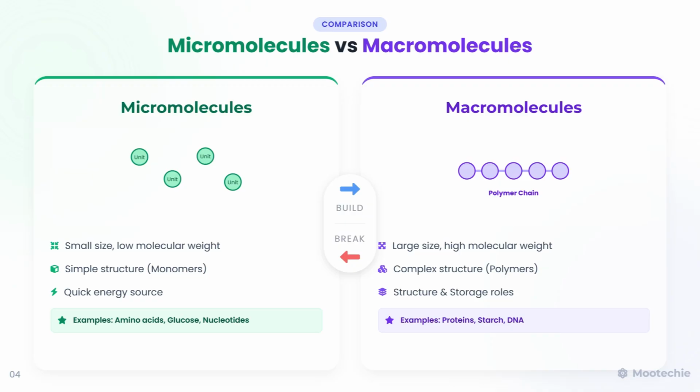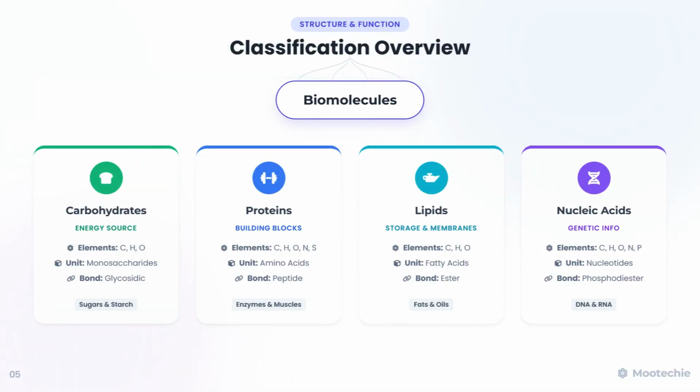As we continue, let's get a structured overview of the four main classes in our classification overview. First, carbohydrates. They are the energy source. Their elements are carbon, hydrogen, and oxygen. Their basic unit is monosaccharides, and they are joined by chemical bonds called glycosidic linkages. Think of sugars and starch.